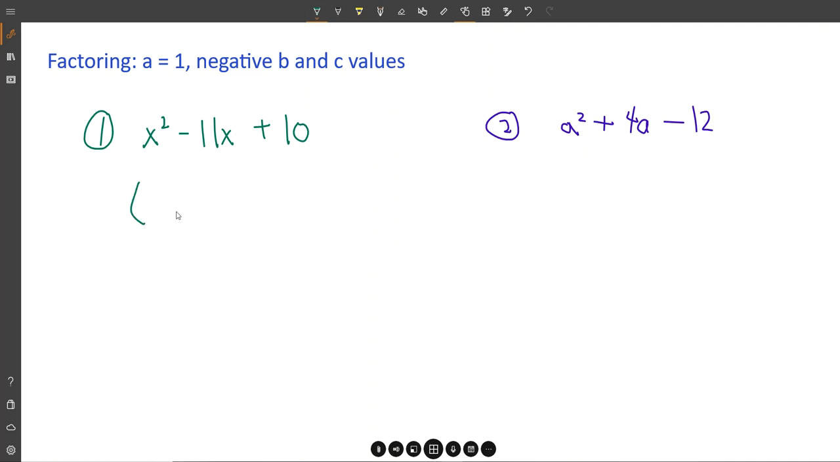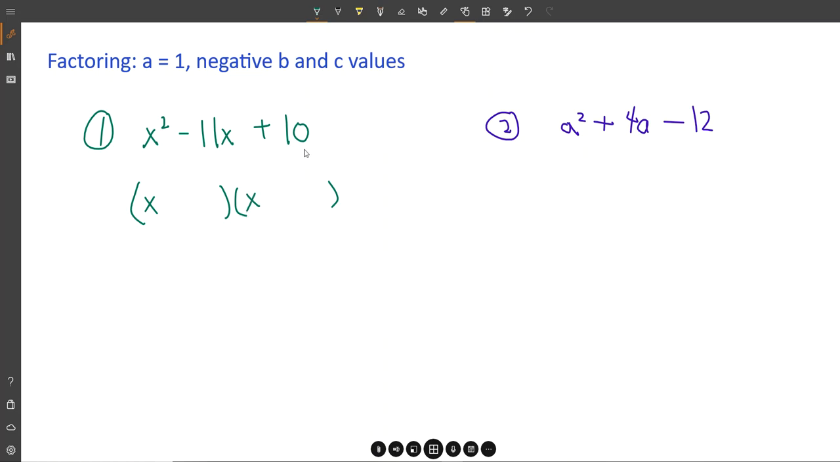I'm still going to set up my factoring normally with my two parentheses. Still filling in these four terms. That's the goal. And I still know that x times x is going to give me the x squared. So these are still x's here.